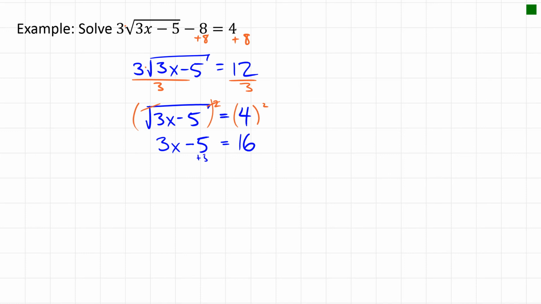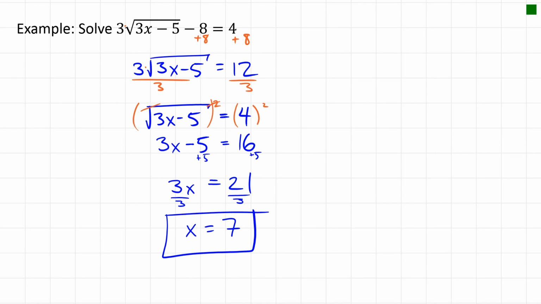So I'm going to add 5. So 3x equals 16 plus 5, which is 21. And then divide by 3, and 21 divided by 3 is 7. So my answer is x equals 7.